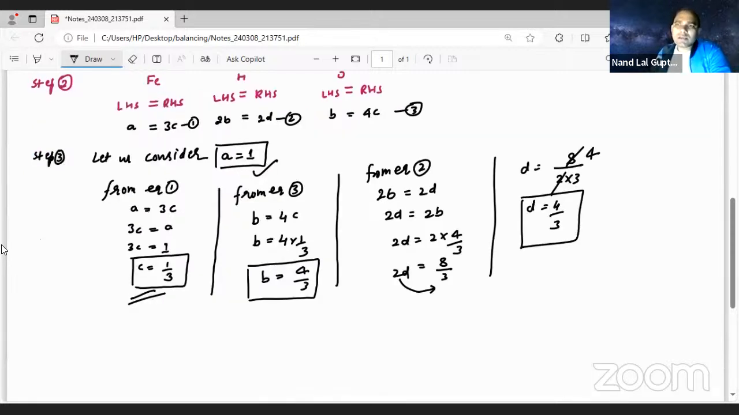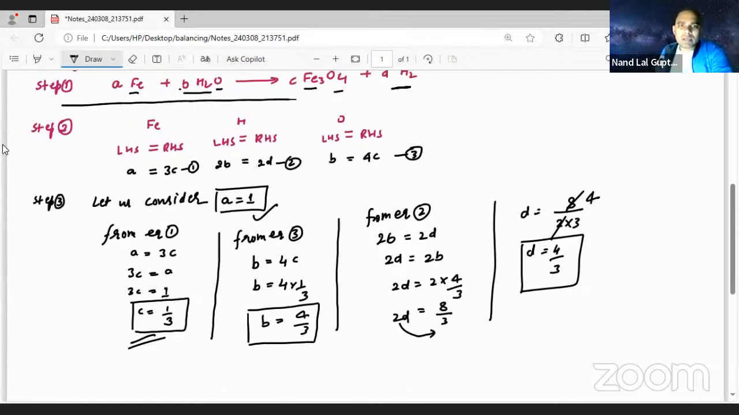Now we are putting them in the equation. This equation is step 1. Let us put, student. So the A value is 1, so it will be the same. A value 1 means it will be the same, Fe. B value you see, student, we got 4 by 3. So here it will be 4 by 3 and it is going to be H2O.